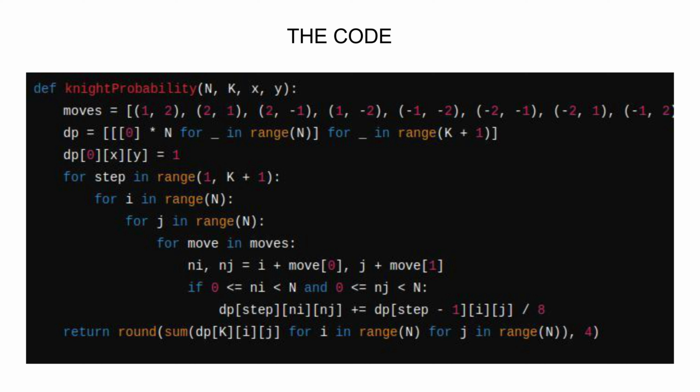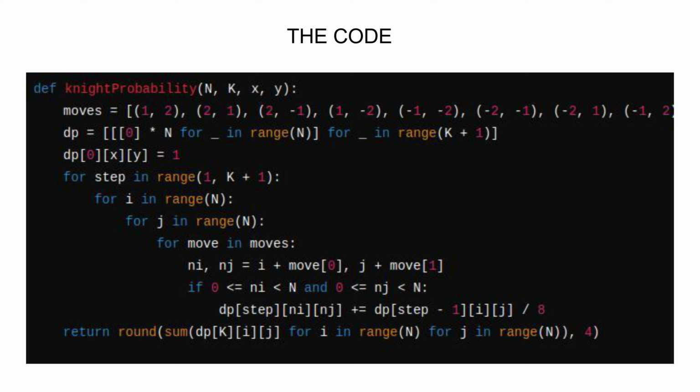Now validating the new position is our next step. To check if the new position is within the bounds of the chessboard, we ensure that both ni and nj are valid indices, that is, they must be between 0 and n-1. If this condition is true, it means that the knight can legally occupy this new position on the board.